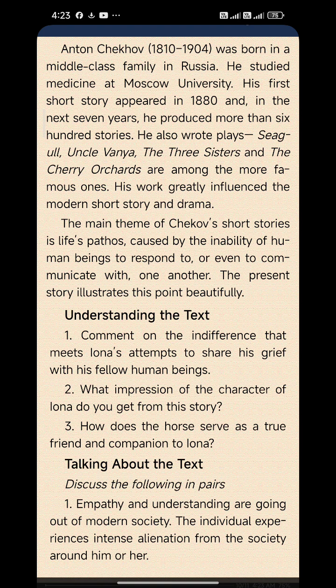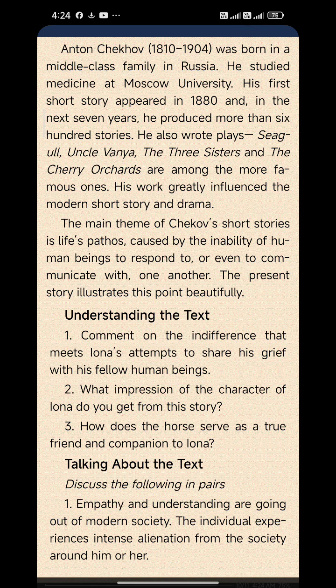About the author, Anton Chekhov, 1860-1904, was born in a middle class family in Russia. He studied medicine at Moscow University. His first short story appeared in 1880, and in the next 7 years he produced more than 600 stories. He also wrote plays. Seagull, Uncle Vanya, The Three Sisters, The Cherry Orchard are among the more famous ones. His work greatly influenced the modern short story and drama.